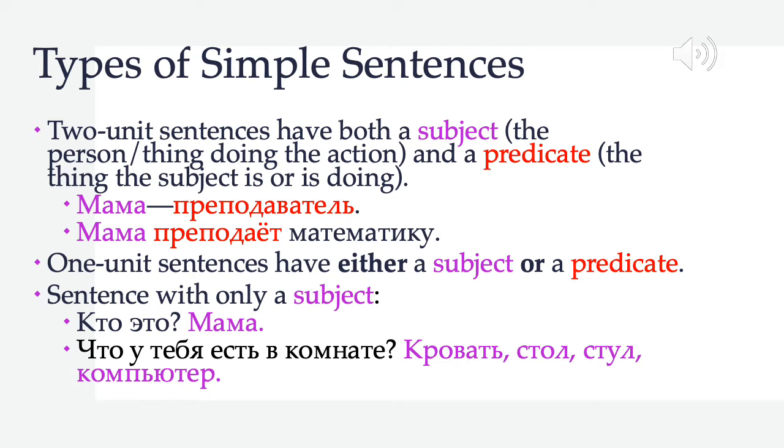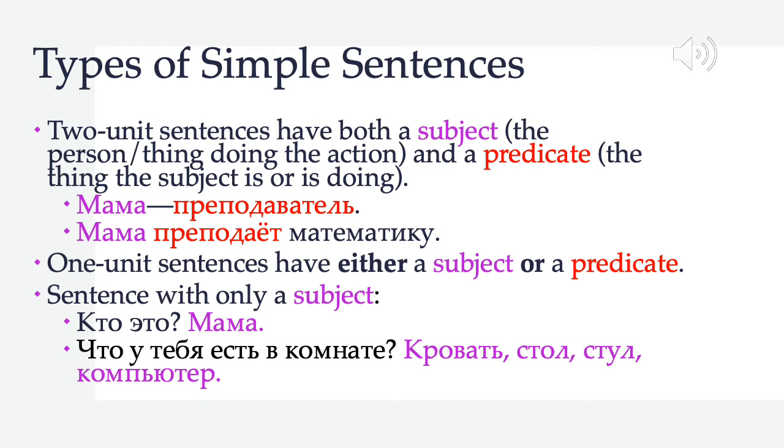2-unit sentences are sentences that have both a subject, so the person or the thing that is doing the action, and a predicate, the thing the subject is or is doing. And we've talked a lot about the predicate with the nominative case and the lack of the verb to be, and how we can say, something is something. And when something is something, that thing that they are is the predicate.